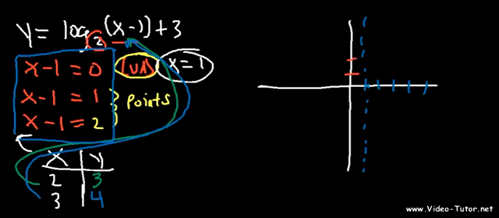But now let's plot these points. So when x is 2, y is 3. And when x is 3, y is 4. So that's over here. If we start from the asymptote and then follow the points, the graph is going to look something like that.